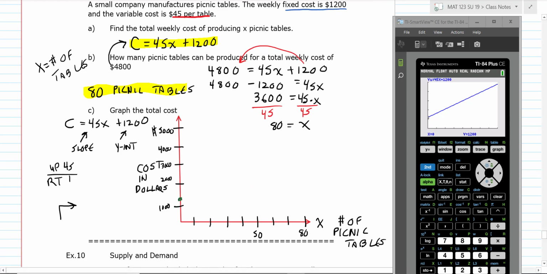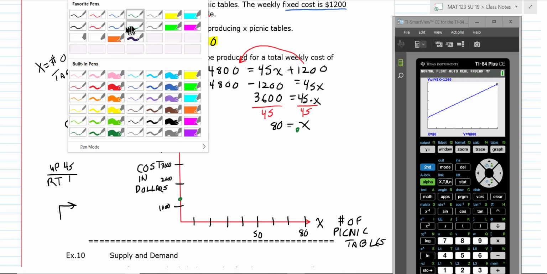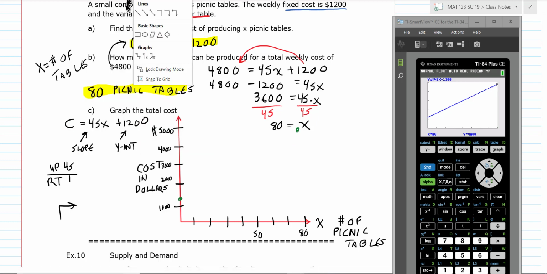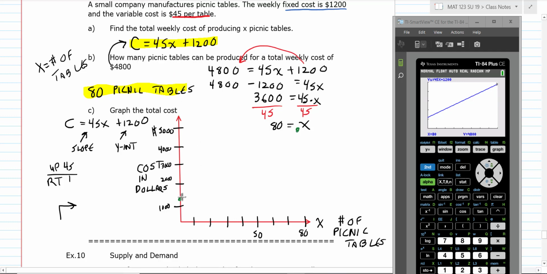0, 1,200. Okay, and then let's go to 80. We already knew 80. If I trace at 80, it's going to give me 4,800. So that's actually good enough. If you get 2 points, that's good enough. And then that will give you pretty much everything you need. And that's a very accurate graph. And I want the graph to be accurate. Okay, so it goes like that. Just label that as the cost is 45x plus 1,200. Okay, so that's what your graph needs to look like. You need to not be lazy about labeling things.